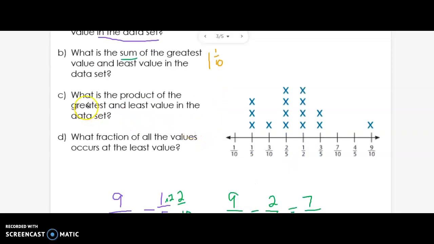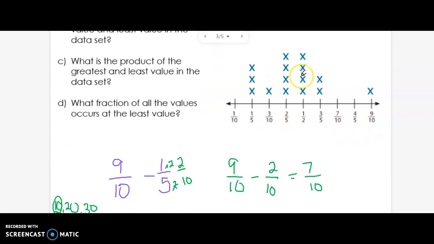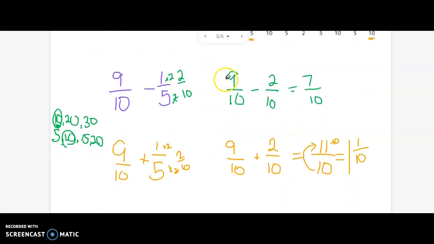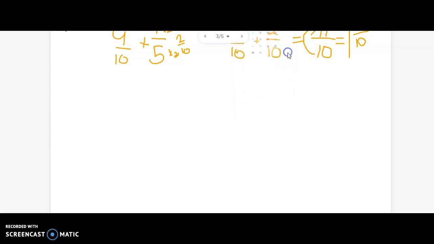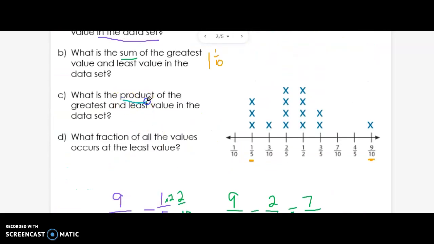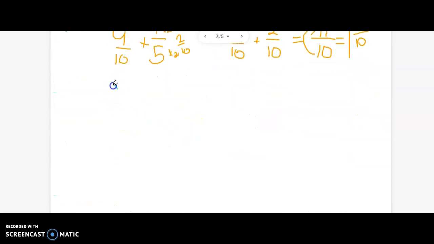All right, let's keep going. Part C says, what is the product of the greatest and the least value in the data? Okay, we know our greatest value is still going to be 9/10, and our least value is still going to be 1/5. All right, let's go down here. They want us to find the product. Well, look, product. Product means we multiply. So using my 9/10, I'm going to multiply it times my 1/5.